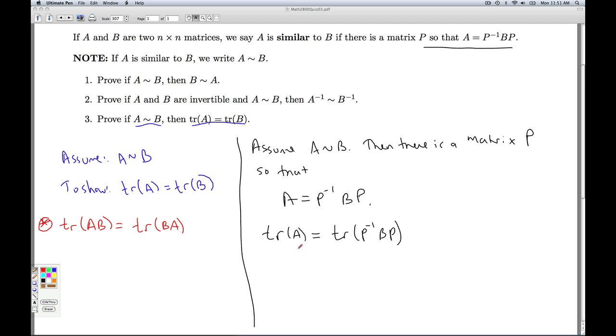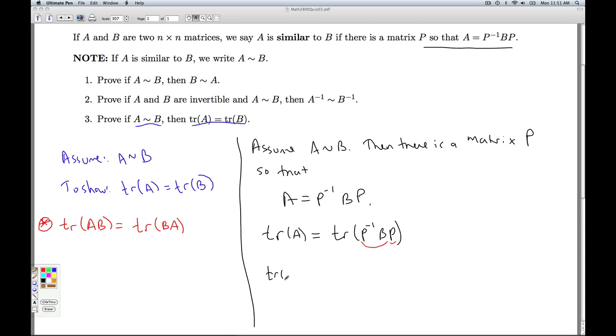So here's what I'm going to do. I would like to effectively get the P's out of there. And how can I get the P's out of there? Well, if I get P next to P inverse, that multiplication turns out to be the identity. So I'm just going to group this as my first factor, and then that is my second factor. And if I think of this property another way, it says if I've got the trace of the product of two factors, I can reverse the multiplication of those two factors.